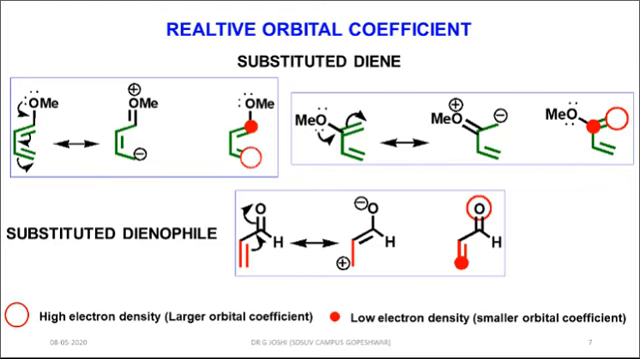Thus, to decide what type of product, whether it will be an ortho-type product, meta-type, or para-type product formed in the Diels-Alder reaction, to decide this kind of factor, we must consider the relative orbital coefficient of the diene as well as the dienophile.